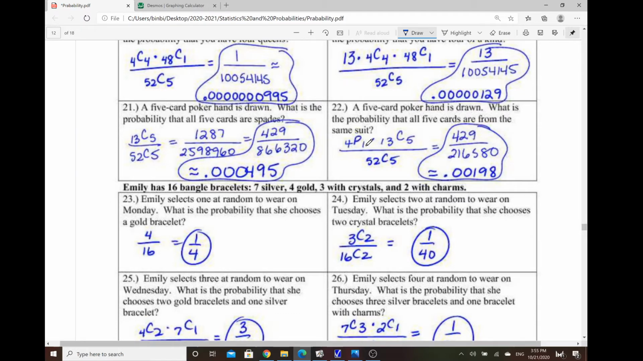The order does matter. And then 13 choose 5, because all those 5 cards are coming out with the same suit. So 13 choose 5, and then it's all over 52 choose 5. So eventually it's 0.00198. Be careful with the key phrase right here, "from the same suit". So 4 pick 1. Make sure that you pick the suit first, and then for those 5 cards, you can choose them randomly from those 13.